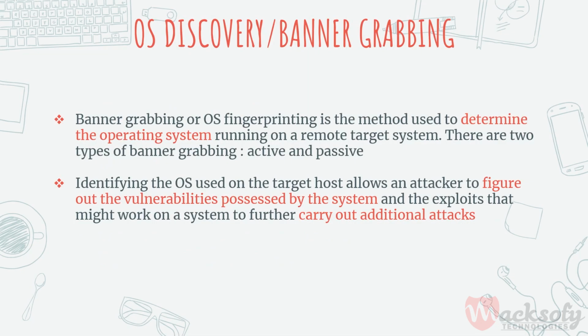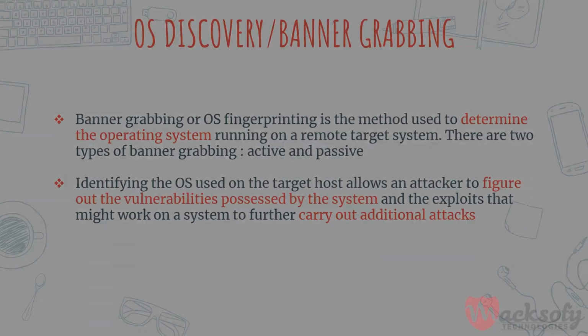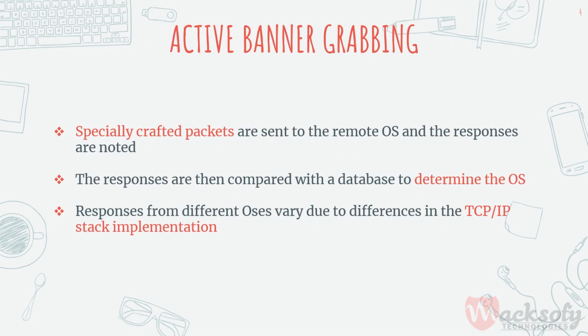Banner grabbing or OS fingerprinting is the method used to determine the operating system running on a remote target system. There are two types of banner grabbing: active and passive. Active banner grabbing applies the principle that an operating system's IP stack has a unique way of responding to specially crafted TCP packets. This happens because of different interpretations that vendors apply while implementing the TCP/IP stack on a particular operating system. In active banner grabbing, the attacker sends a variety of malformed packets to the remote host, and then the responses are compared with the database.